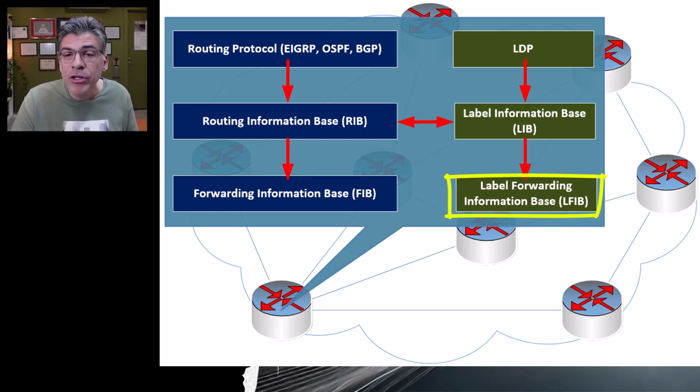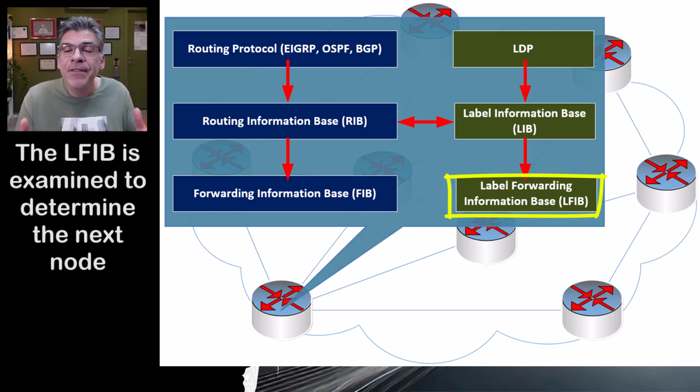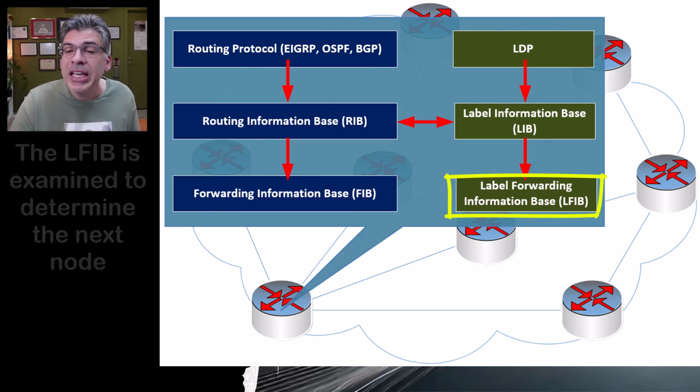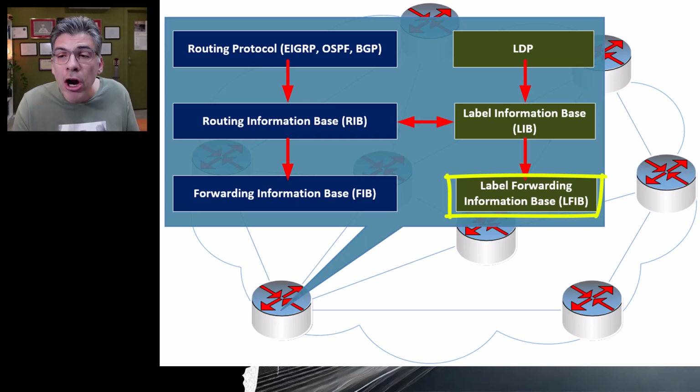Now this is the counterpart to the FIB for routing. Essentially, when a packet arrives at an MPLS router, it is the LFIB that is examined to determine the next hop and send the packet along its way. Now the LFIB is often employed in hardware that is specifically designed for enabling ultra-efficient label switching.